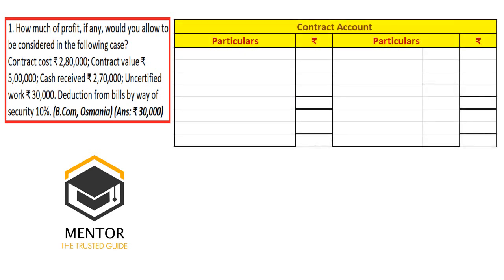When you come to the solution, I have prepared the contract account format here. Simply we will write the values. First we have expenditure on the debit side, that is contract cost, expenditure given 2,80,000. Then on the credit side we write by work in progress, under that work certified. Work certified is not given directly, therefore we will come to the working note and calculation of work certified.